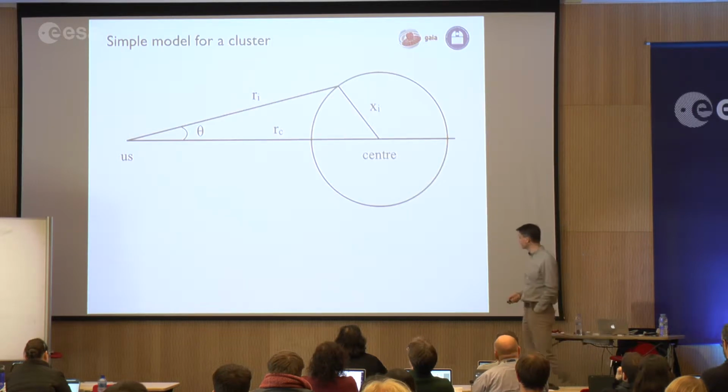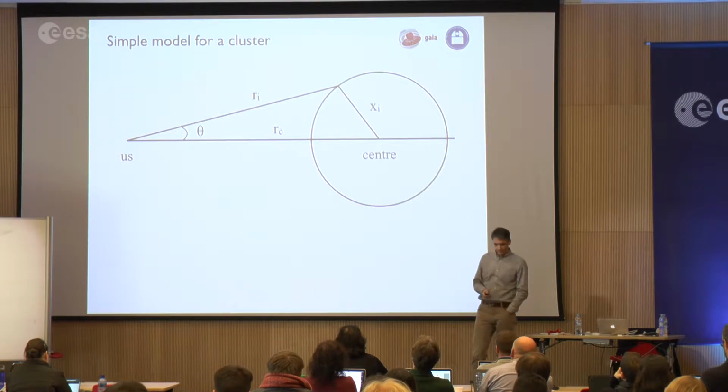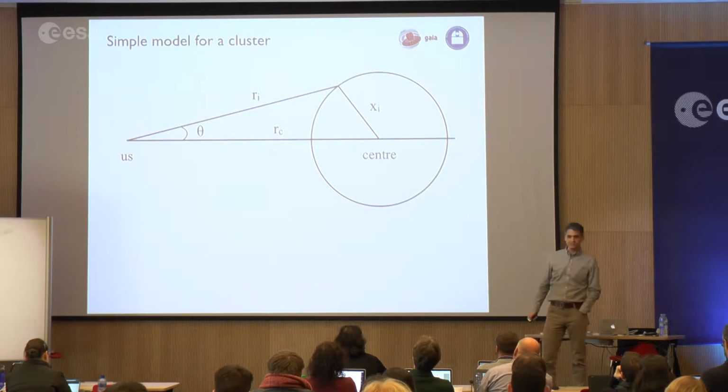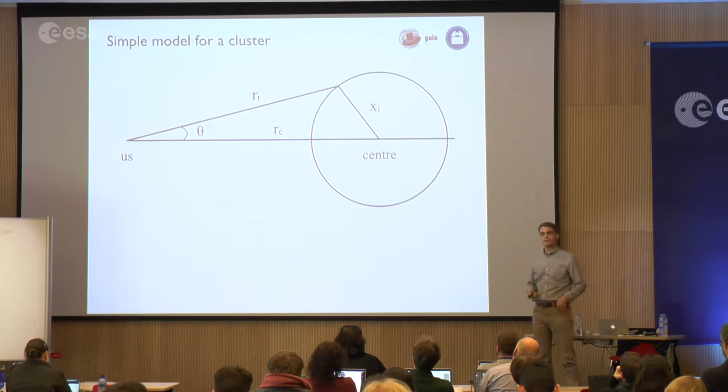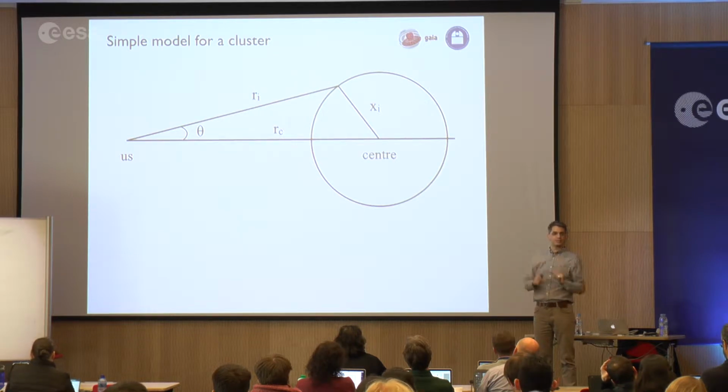Okay, so here's my very simple model for a cluster. This is us. I assume the cluster is a sphere. Or rather, I assume that stars are distributed in it with a Gaussian isotropic distribution. So you can imagine a three-dimensional Gaussian, essentially, or if you prefer, a one-dimensional Gaussian in the distance of the star from the center of the cluster, and its angular position is random.